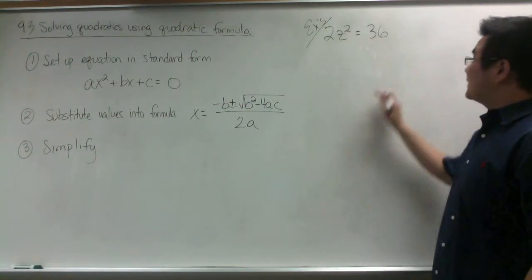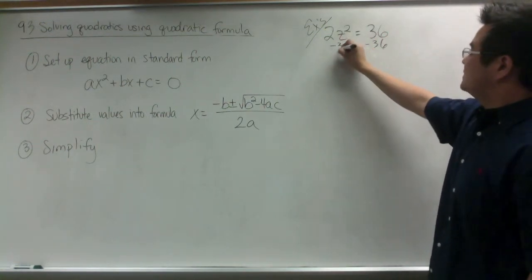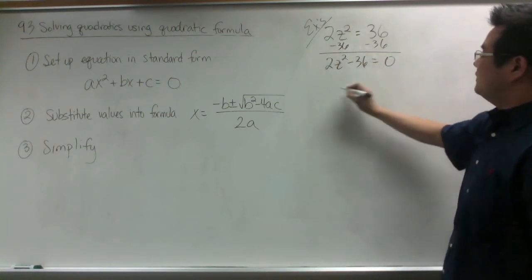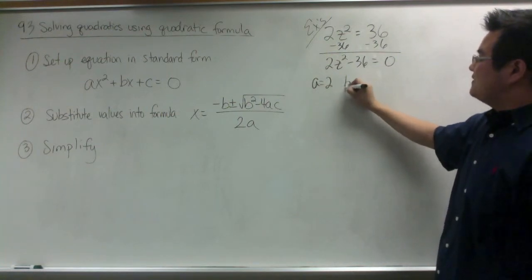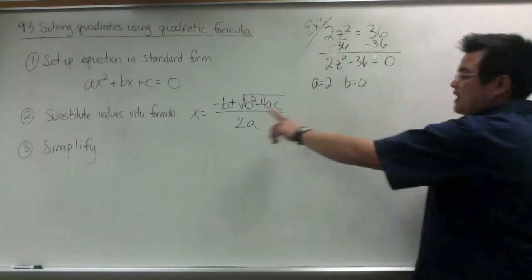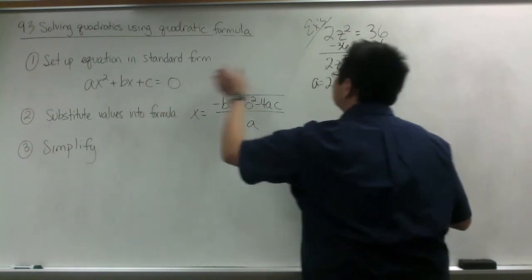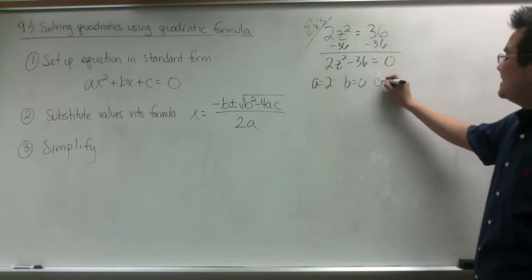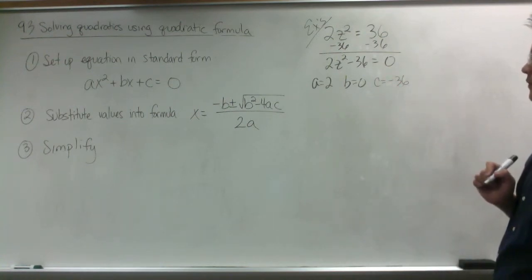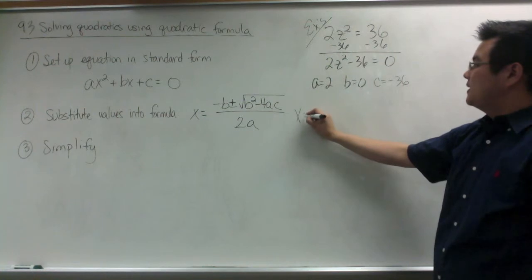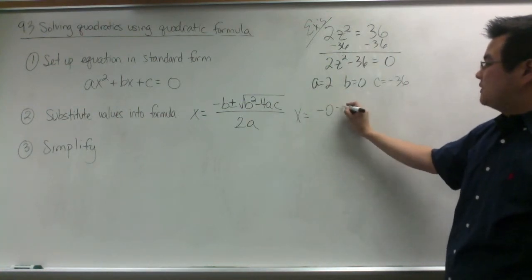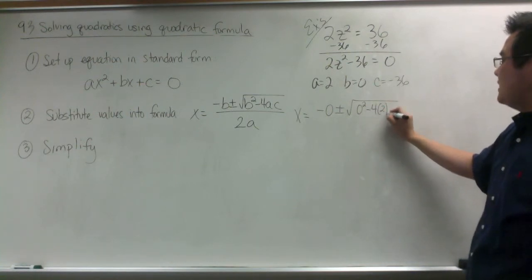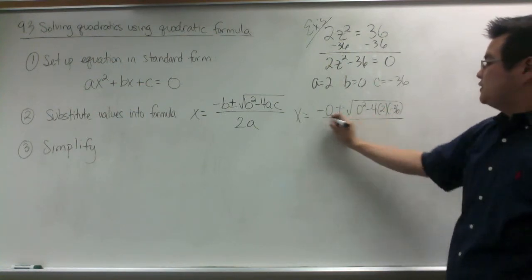In our final example, we're going to subtract 36 on both sides. So we get 2z squared minus 36 is equal to 0. Our a value is 2. Our b value is 0. If you recall, the b value is the number in front of the variable x. Since we have no variable z here, we say that b is equal to 0, and c is equal to negative 36. Now we can substitute it into the quadratic formula. The opposite of b, negative 0, plus or minus the square root of b squared minus 4ac over 2a.